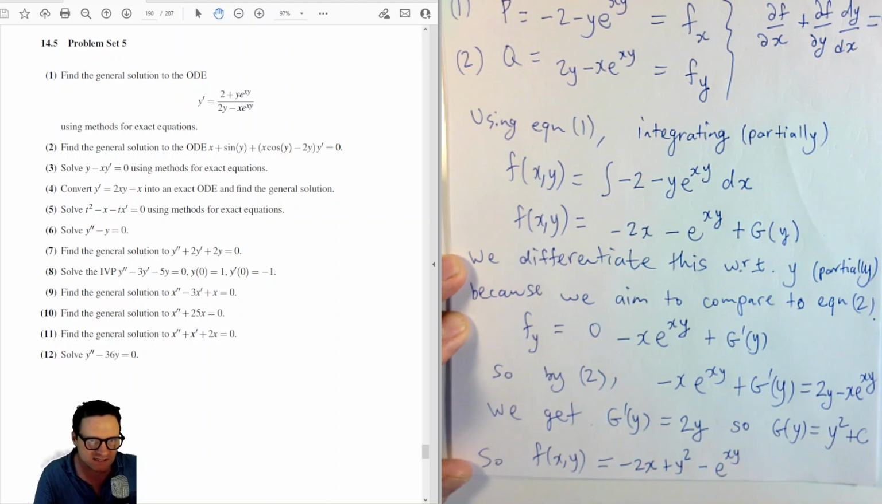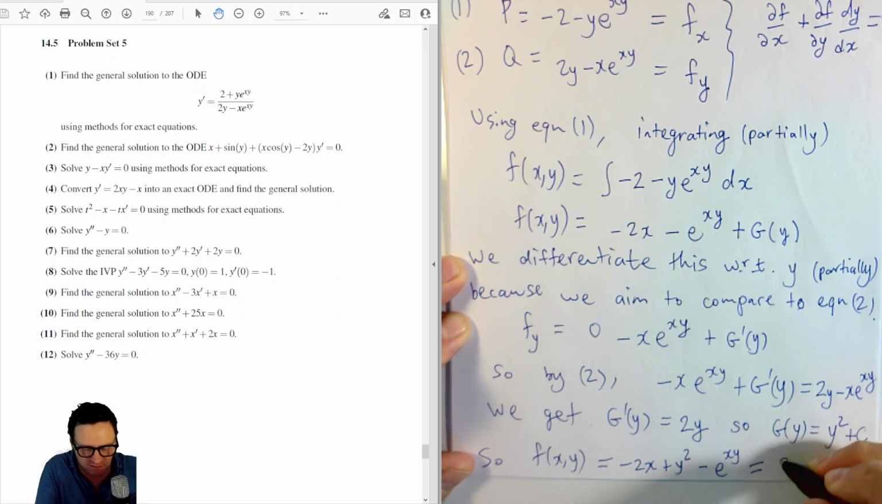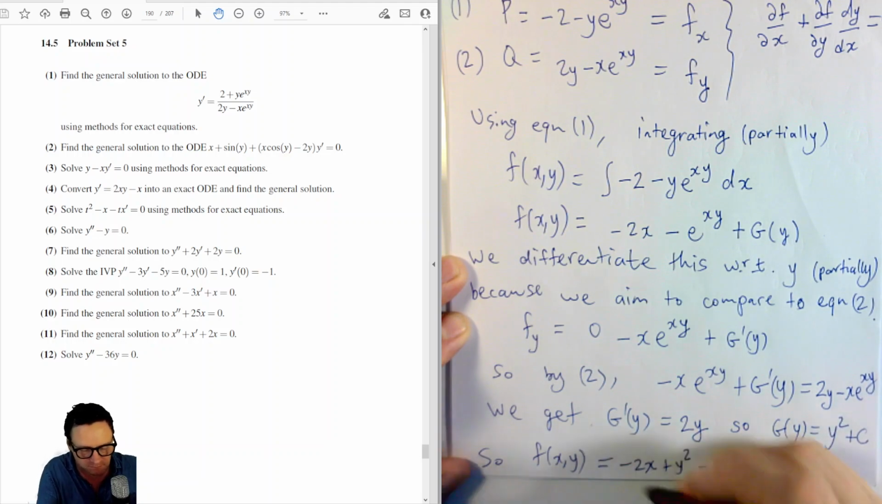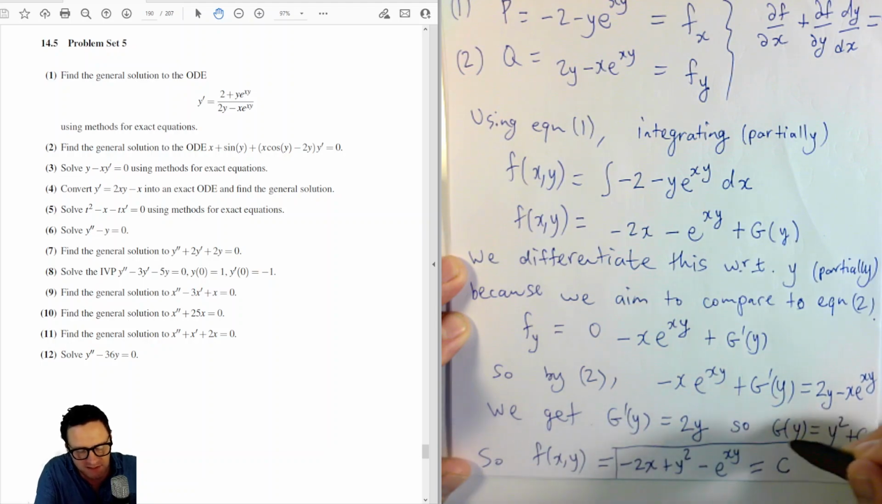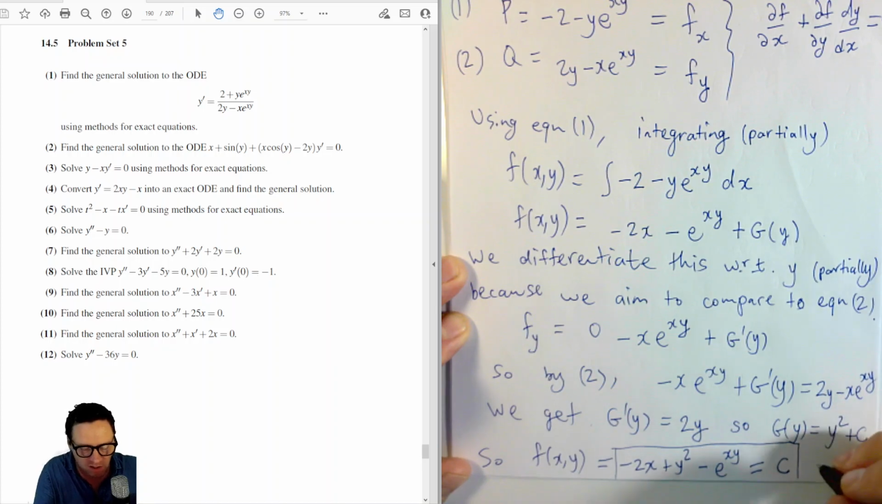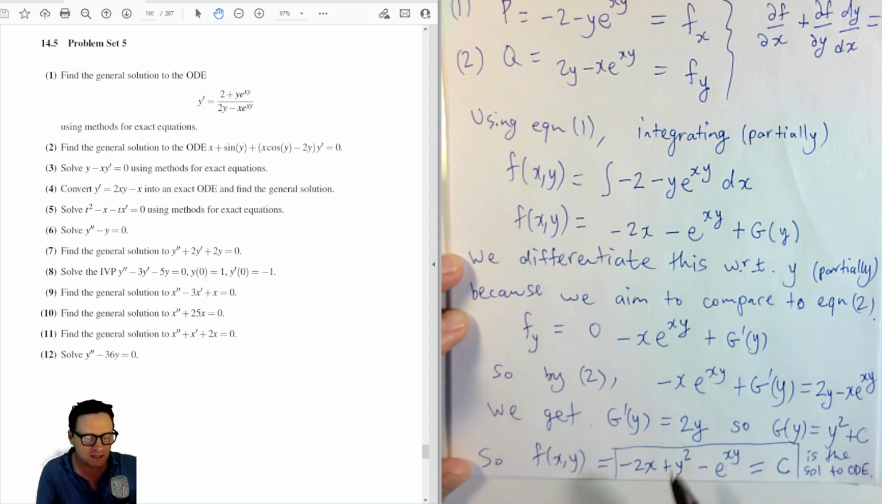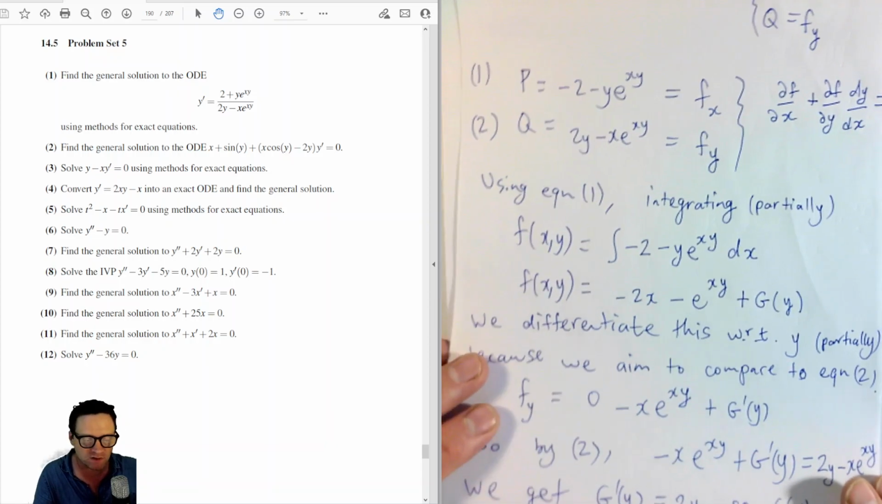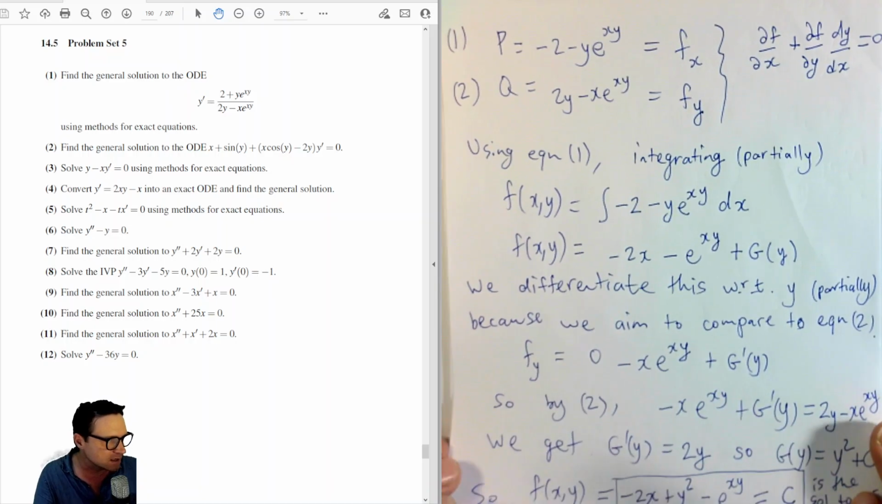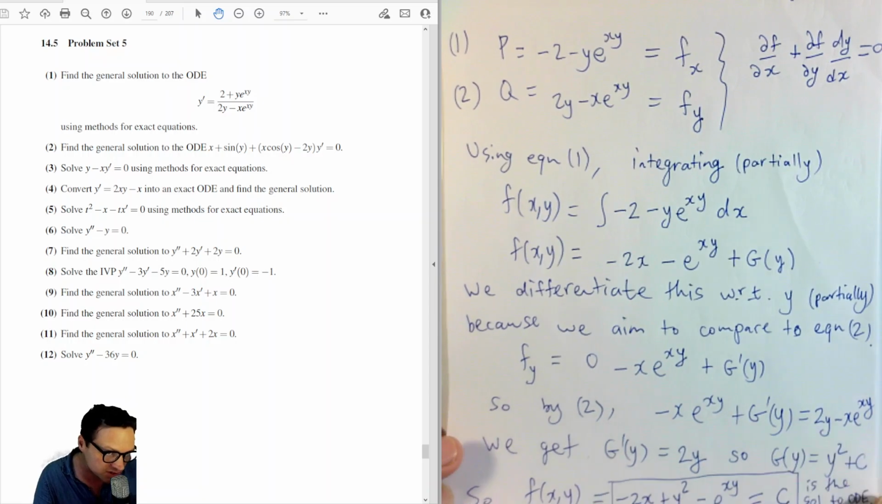But since our general solution, we can rename this and put this on the other side. And this that I have in this rectangular box is the general solution to the differential equation, or ODE. All right, and so now we've completed that problem. We found the general solution to that ODE in question 1.